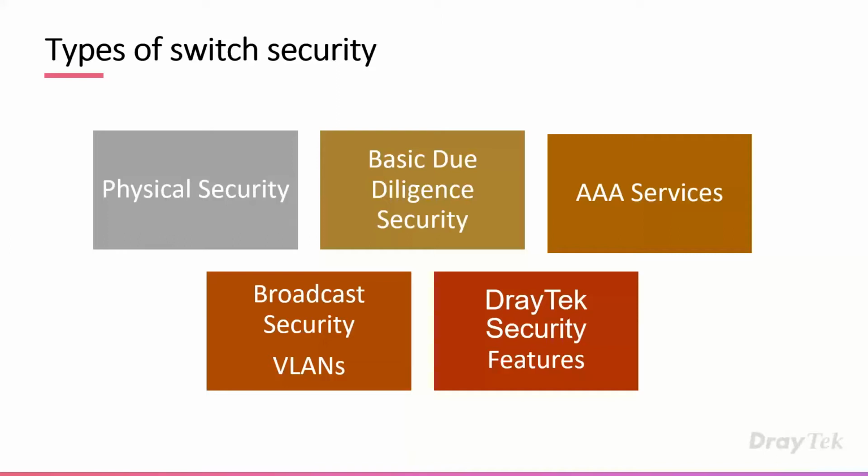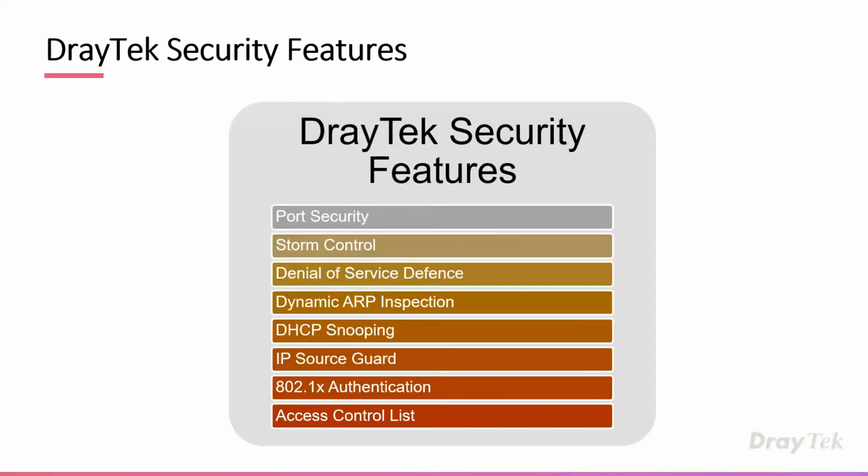And we have the DrayTek security features, such as port control, storm control, denial of service defense, dynamic ARP inspection, DHCP Snooping, IP source guard, and this one missing in there, which is IP conflict prevention. Regarding this feature, we have previously dedicated an entire webinar for it, and it was held by my colleague, Amy. So please do refer to that video to gain a better understanding on how to use this feature.